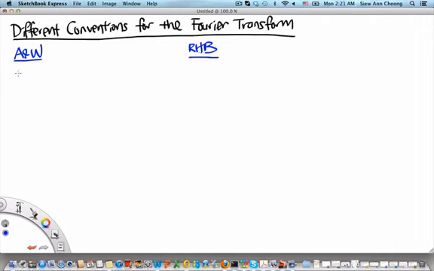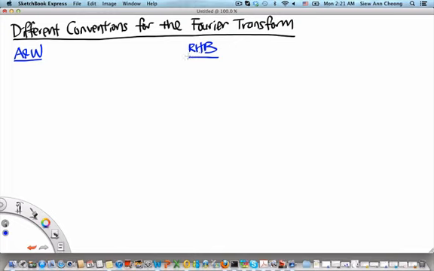Okay, in the literature, in different textbooks, we sometimes find different conventions for the Fourier transform, and you need to understand that different people use different conventions because it suits their needs. So in this course, in the old lecture notes, we have been following the conventions set in Arfken and Weber, which is a textbook on mathematical methods for physics students.